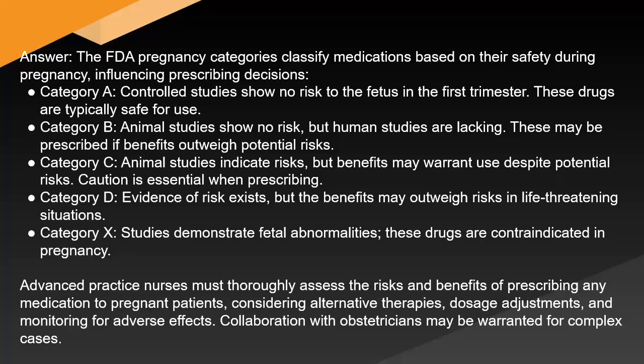Category B: animal studies show no risk, but human studies are lacking. These may be prescribed if benefits outweigh potential risks. Category C: animal studies indicate risks, but benefits may warrant use despite potential risks. Caution is essential when prescribing. Category D: evidence of risk exists, but the benefits may outweigh risks in life-threatening situations. Category X: studies demonstrate fetal abnormalities. These drugs are contraindicated in pregnancy.